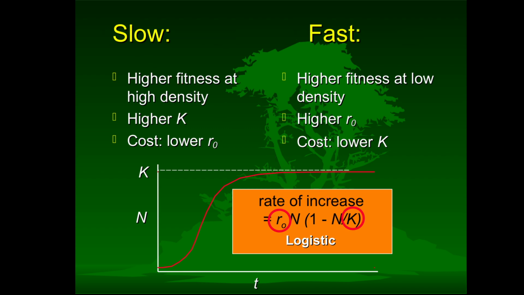R-selected species should also benefit by reducing their generation time. This makes it more likely that you will reproduce before some density-independent factor wipes out your population. And the reverse occurs in slow species. Evolution of greater competitive ability at high density takes more time. So we would predict the generation time would be higher in slow species than in fast species, higher in K-selected than in R-selected species.